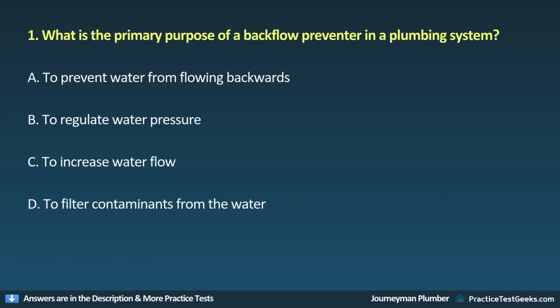1. What is the primary purpose of a backflow preventer in a plumbing system? A. To prevent water from flowing backwards. B. To regulate water pressure. C. To increase water flow. D. To filter contaminants from the water.